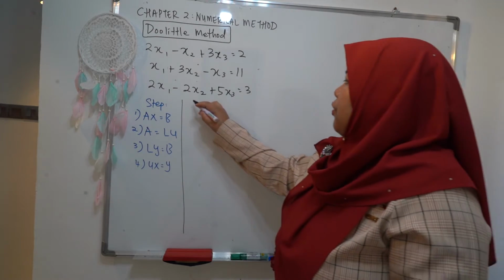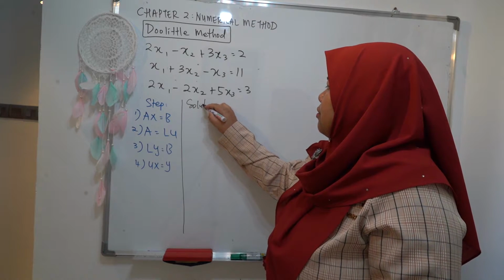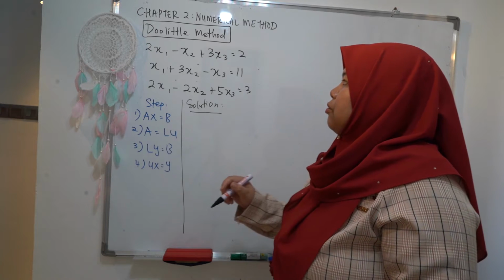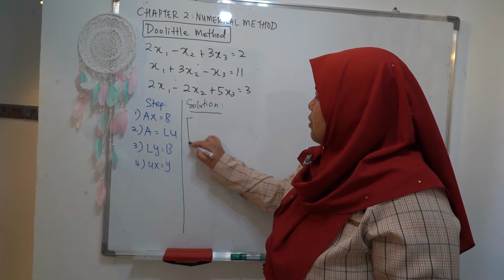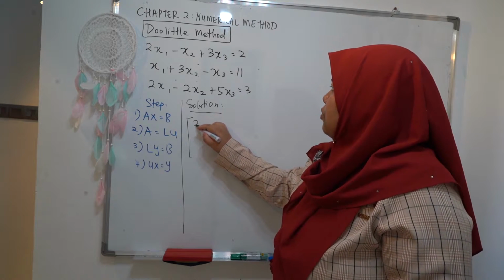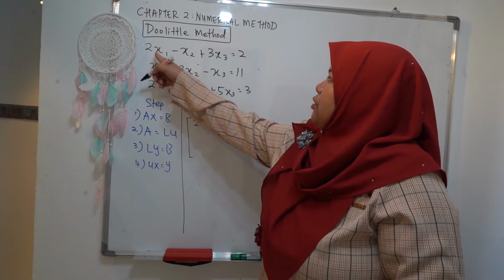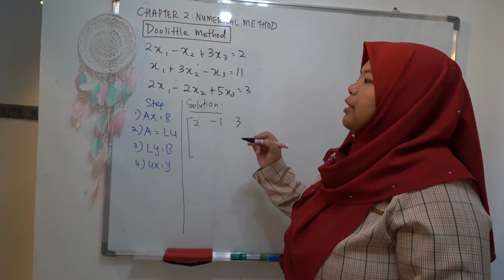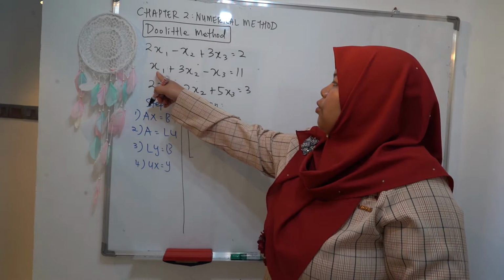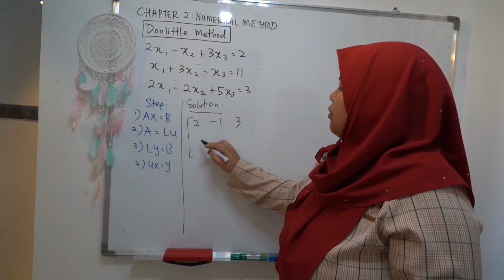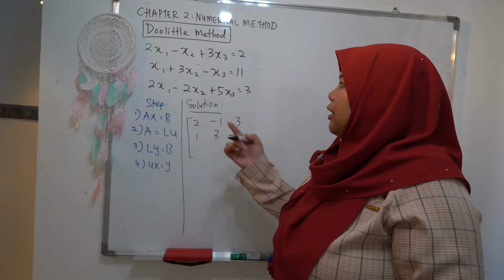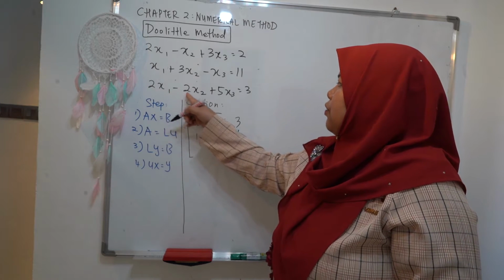For the solution, I will start with AX equal to B first. So the first row is 2, negative 1, 3. Second row, 1, 3, negative 1. The last row, 2, negative 2, 5.